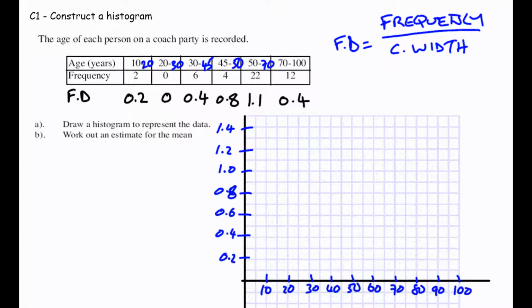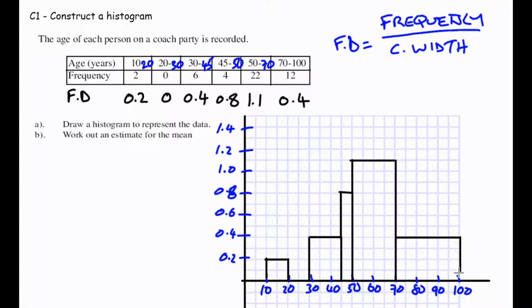So I want to draw bars that represent each of these classes, each of these intervals. So the first one needs to go from 10 to 20, and it should have a height of 0.2. Okay, the next one doesn't even actually exist, so there is no bar to draw in between 20 and 30. There were no people in that age range on the coach party. Okay, so the next interval is 30 to 45, and I need that to go up to 0.4. The next one is 45 to 50, and I need that to go up to 0.8. After that, 50 to 70, I need to go up to 1.1. After that, 70 to 100 should go up to 0.4. Okay, and there's our completed histogram.